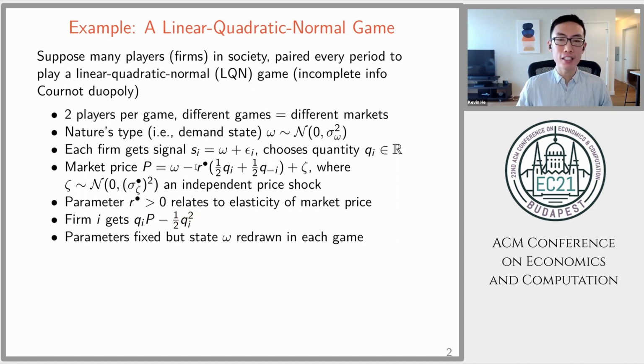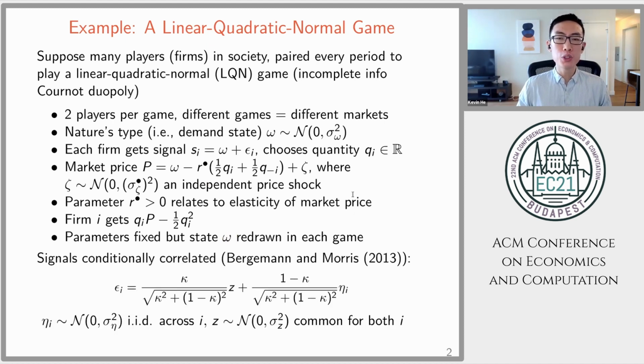Now, the parameters of the game, things like this r parameter over here, are fixed over time, but this state omega is redrawn in every game. So there's day-to-day fluctuation in the market demand. The signals of the 2 firms are conditionally correlated. By that, I mean this error term is a convex combination of 2 components. The first component, we have this eta_i term, the idiosyncratic component of error, which is IID across the 2 firms. And then we have this common component Z, which is common to both firms. This parameter kappa over here in [0,1] parameterizes the conditional correlation of the signals. When kappa is 0, there's only this idiosyncratic component and the signals are conditionally independent. When kappa is 1, there's only this common component and the 2 signals are always the same.